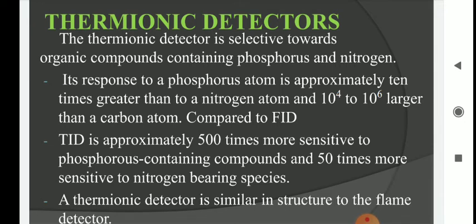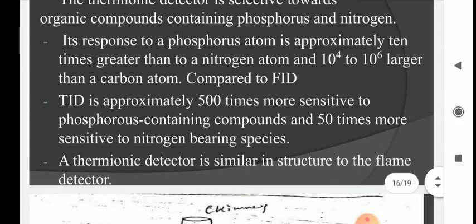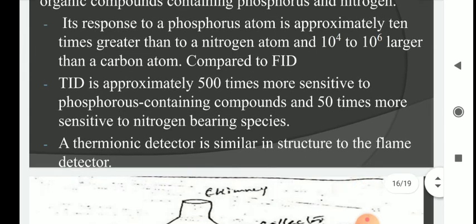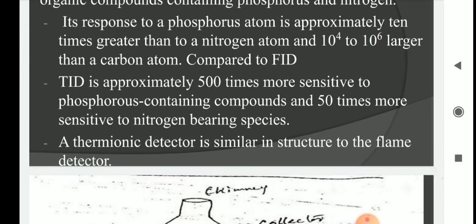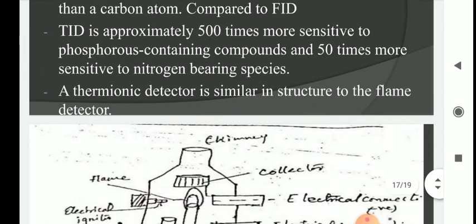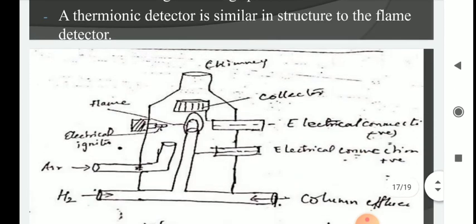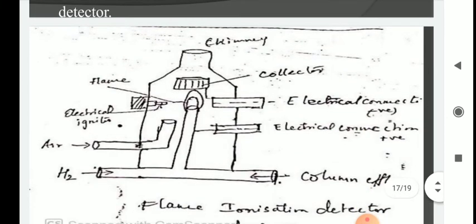It is more sensitive. This detector is 500 times more sensitive to phosphorus containing compounds and 50 times more sensitive to nitrogen bearing compounds. Okay, the structure of this detector is similar to your flame ionization detector. So I'll just revisit that and explain the difference. It's the same diagram, but there is a slight difference between the flame ionization and the thermionic detector.